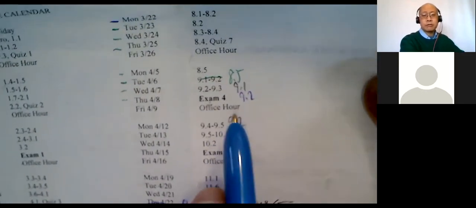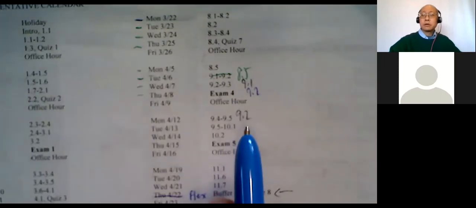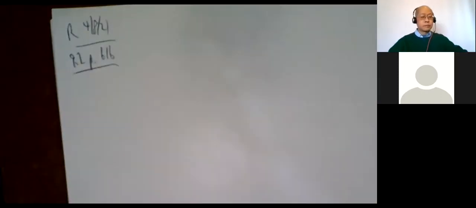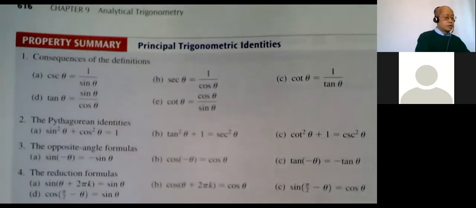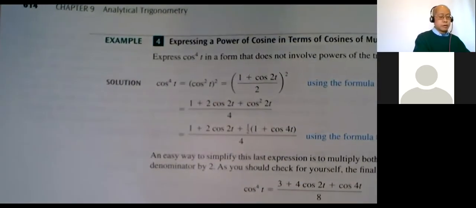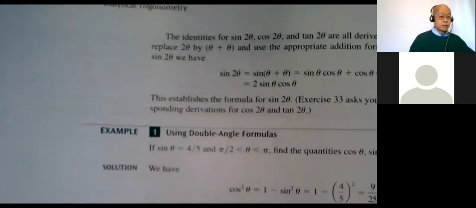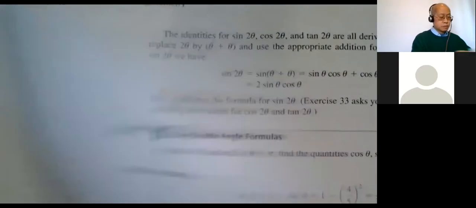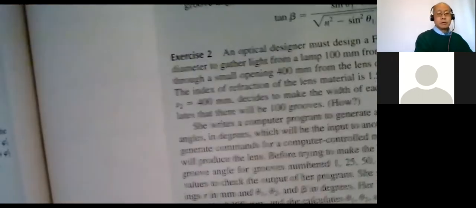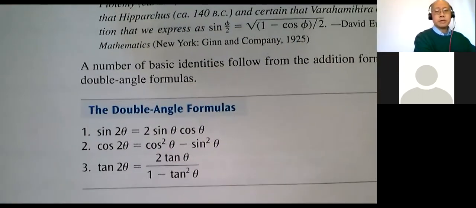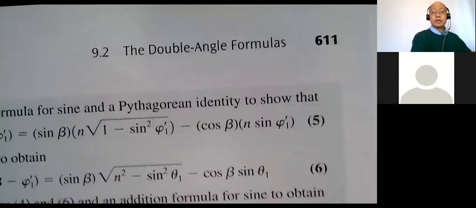All right, so I'll begin with the formal lecture. For this section, there are all these other formulas that you'll be putting on your next cheat sheet, not for today's test, of course. I mentioned these to you yesterday, double angle formulas. Where are we? Page 611.